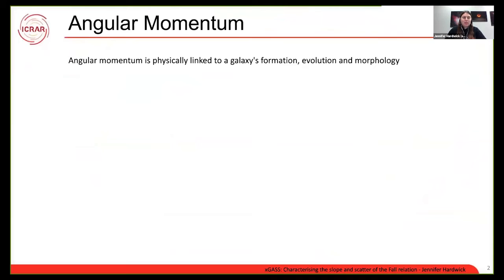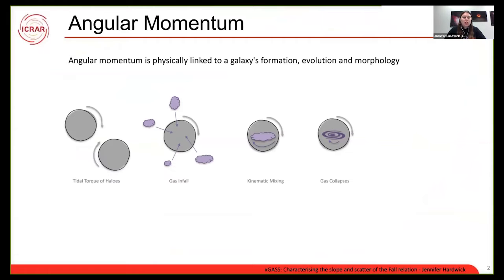So angular momentum is an important quantity to be studying as it's linked to a galaxy's formation, evolution, and morphology. In the early universe, dark matter halos are going to interact through tidal torques, which will impart angular momentum on each other. Later, gas will then fall into these dark matter halos, kinematically mix and collapse to form a galaxy. So we know the relationship between a dark matter halo's mass and its specific angular momentum from cold dark matter theory, where we expect it to be directly proportional with this exponent of 2/3 here.